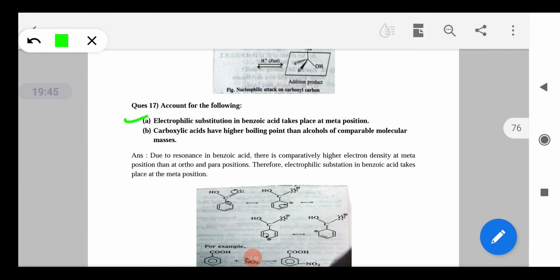So next is electrophilic substitution in benzoic acid takes place at meta position.